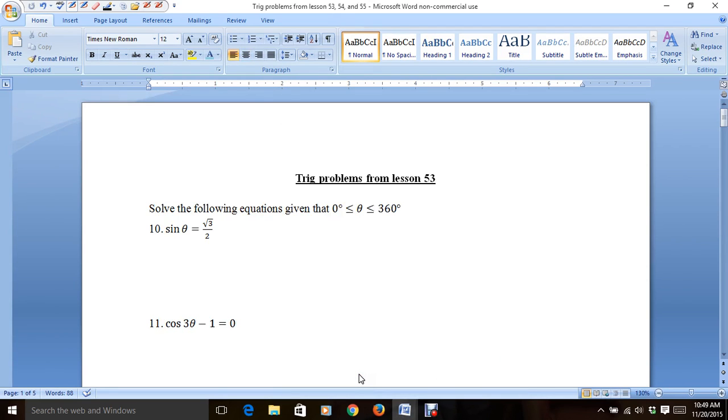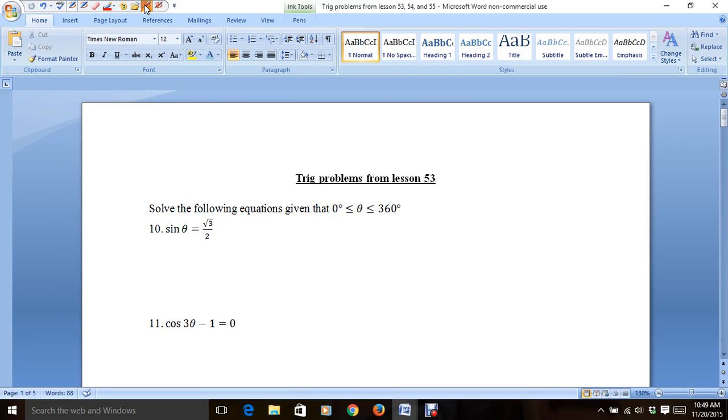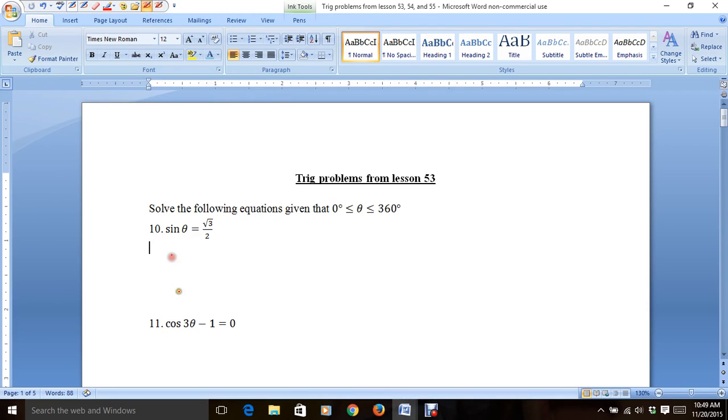So theta will be 60 or 120. So where's my pen? Theta equals 60, 120. Those are the only choices between 0 and 360 for theta. That's the only time that sine is square root of 3 over 2, is at 60 or 120.